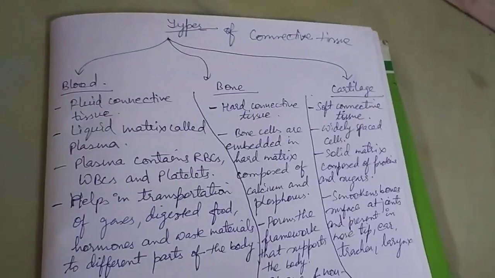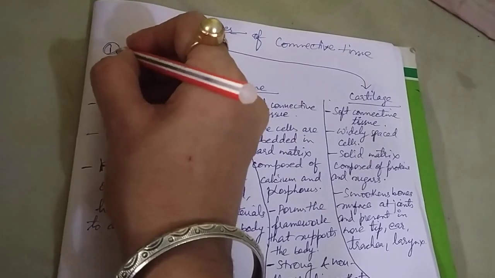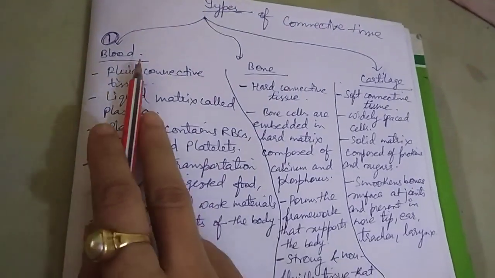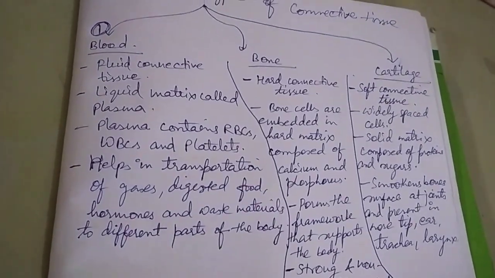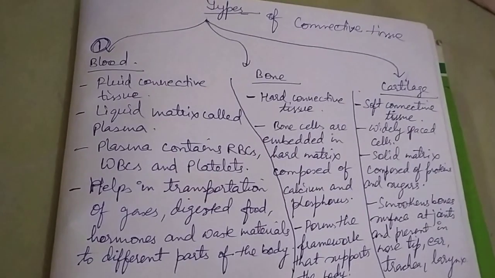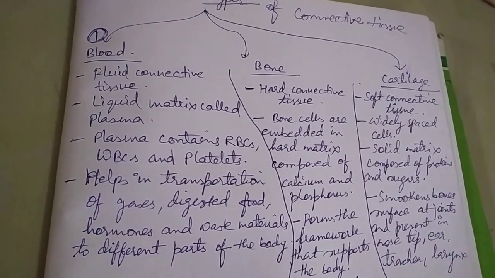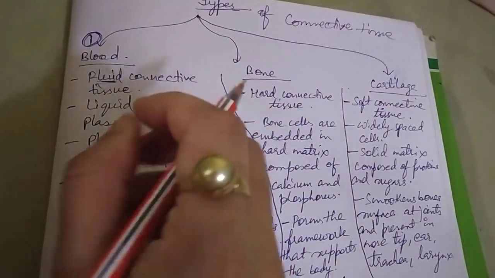Types of connective tissue. We will start with blood, the first and most important type of connective tissue. You will be surprised to know that blood, which flows in our body every moment, is nothing but a connective tissue. Now what kind of connective tissue is it? It is fluid connective tissue. Why fluid? Because it is liquid in nature.